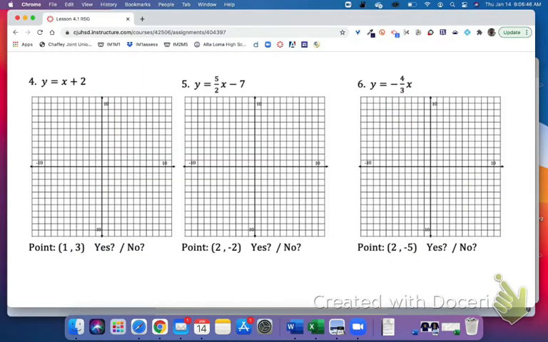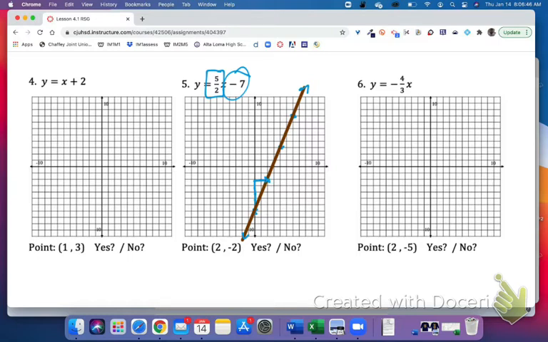Number 5, same process. Okay, 4 through 6, same process as what you just did. First thing, identify the y-intercept. 1, 2, 3, 4, 5, 6, 7. And then our slope is 5 over 2. So up 1, 2, 3, 4, 5 over 1, 2. 1, 2, 3, 4, 5 over 1, 2. And just for fun, we can keep it going there. Be able to say, yep, that's there.